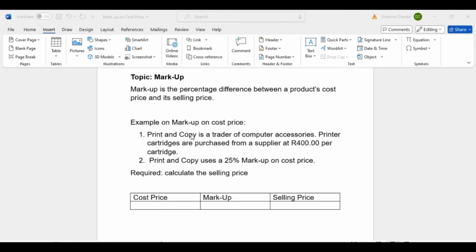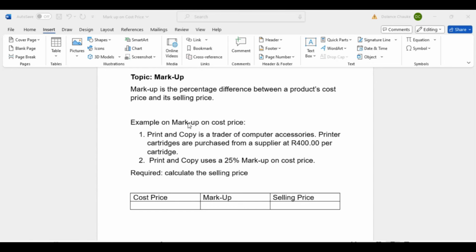There's a print and copy business that is a trader of computer accessories. Printer cartridges are purchased from a supplier at 400 rand per cartridge. Print and copy uses a 25% markup on cost price. You are required to calculate the selling price.